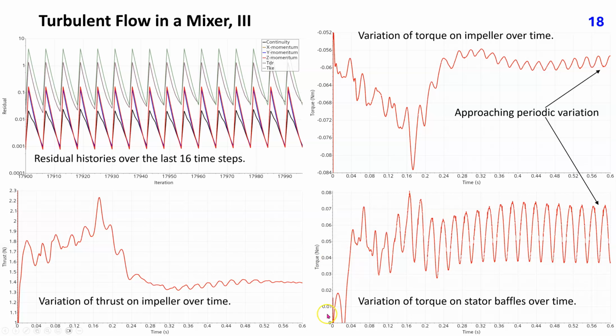This plot shows the variation of torque on stator blades over time. The variation is periodic with the same blade passing frequency as on the impeller, but the amplitude of oscillations is much higher.